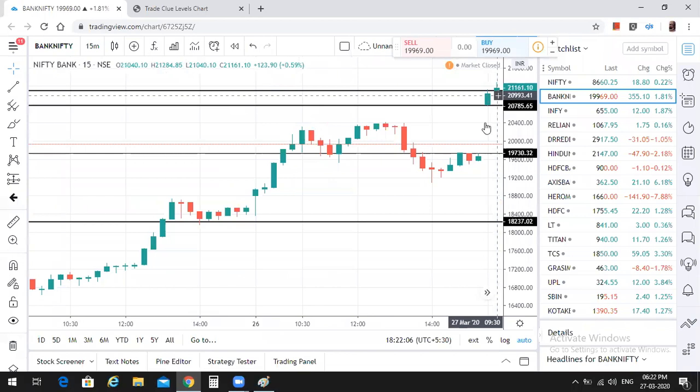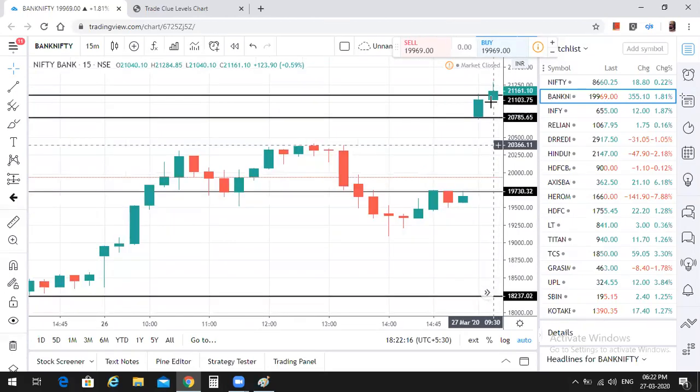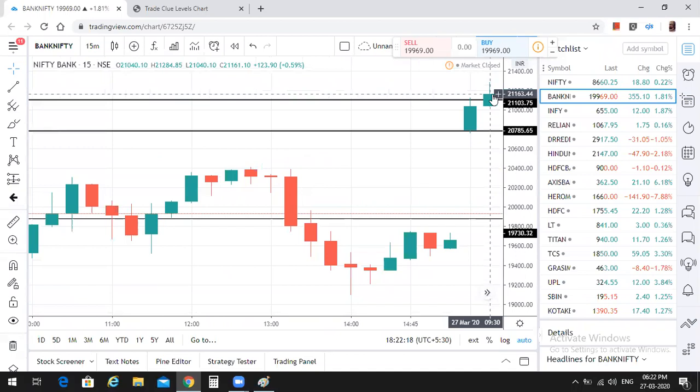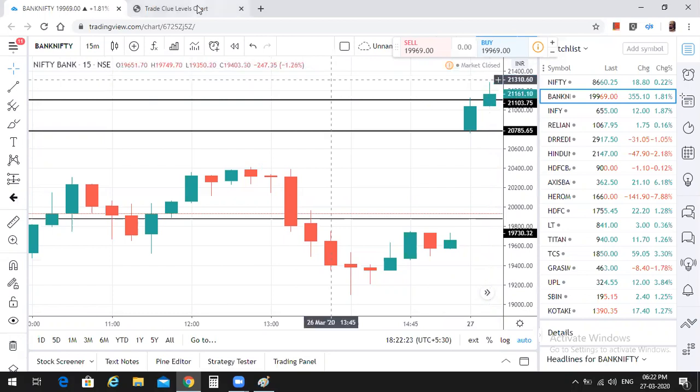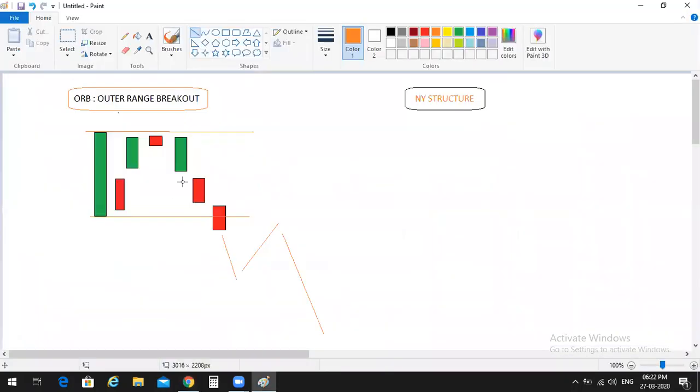The break has taken place, right? Only one candle is done, and the second candle breaches. Now the question comes, should we buy Bank Nifty over here? And we have told that if you want to buy, the first rule to understand is to wait for at least 3-4 candles to remain within this range.